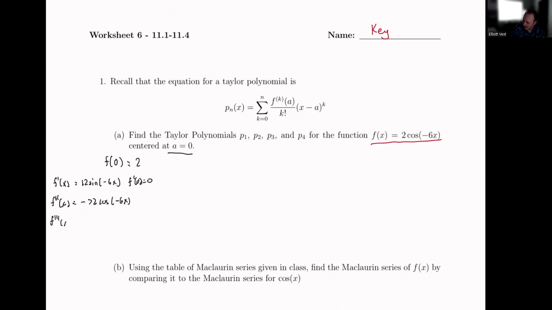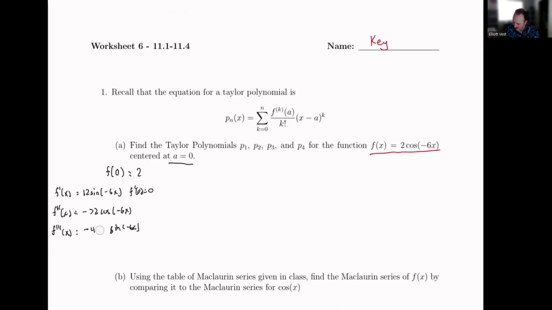F triple prime of x is equal to, oh my gosh, why did I give this problem? What is this? 452, I think. So negative 452 sine of negative 6x. I'm going to check that. Give me a second. Negative 452. Oopsies. I can't use my calculator, can I? 72 times 6. Negative 432. Golly, you guys deserve better.